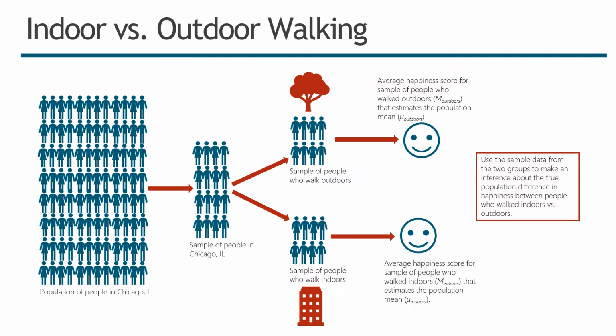We start with a large group on the left here, a population of people in Chicago, Illinois, and then we take a sample of people in Chicago to be in the study, and then further subdivide that sample into 2 groups. We randomly assign people to either walk outdoors or walk indoors. And then after they participate in these treatments, we have each person in the group complete a survey where they measure their overall level of happiness. So we're going to use our sample data comparing the indoor and outdoor walking groups on their happiness score to make an inference to the actual difference in the population between these 2 groups.